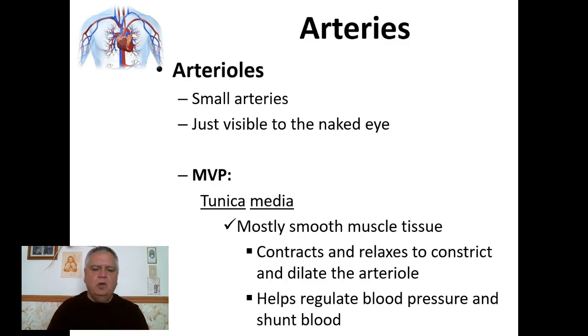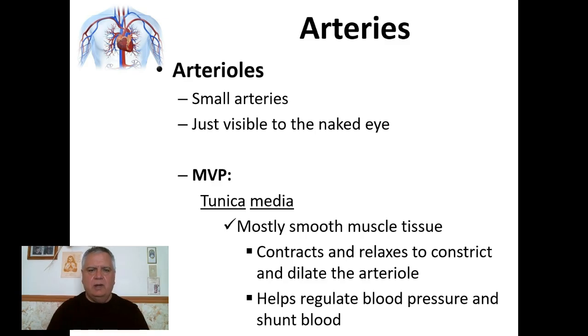However, on the other hand, if the smooth muscle tissue is slightly more relaxed, the lumen is going to be a little bit more dilated. And if it's a little more dilated, the blood pressure is going to go down. So that's going to help reduce blood pressure. As far as blood shunting is concerned, shunting means delivery of the blood to different areas of the body.